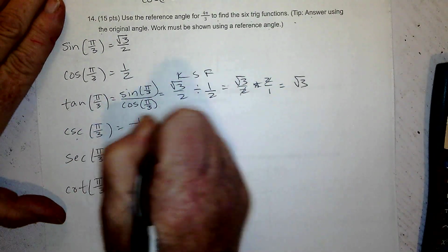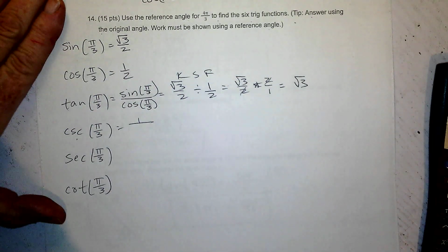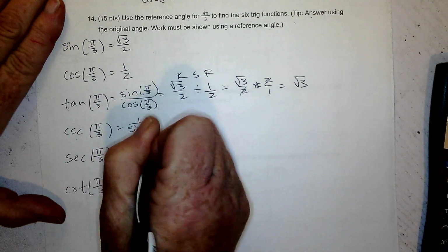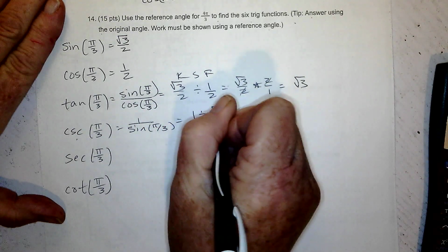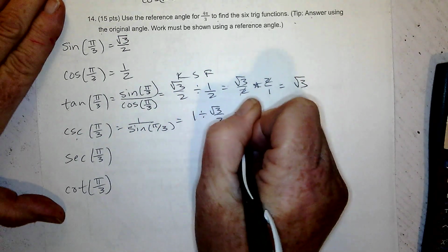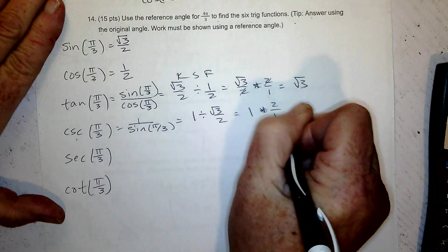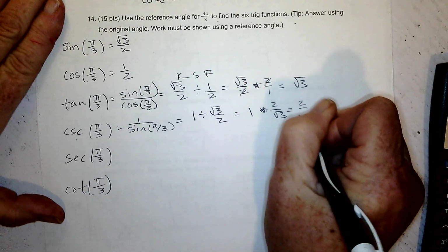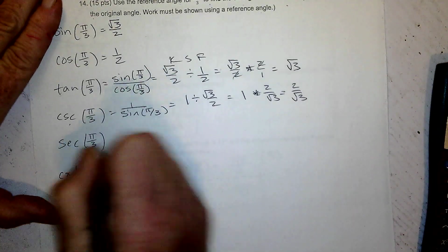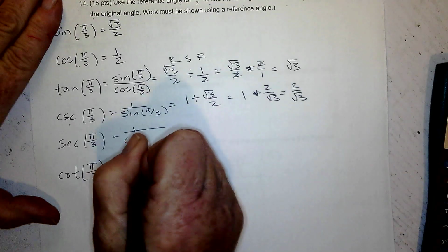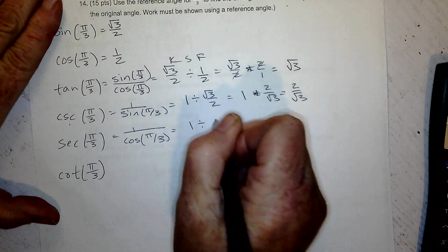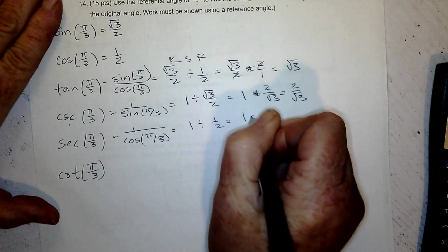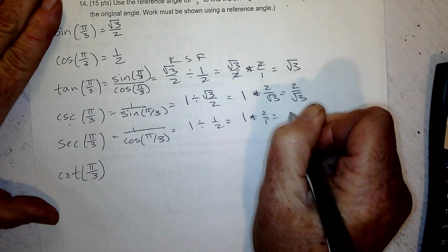Cosecant is 1 over what? 1 over sine. So that's 1 divided by the square root of 3 over 2, which is 1 times 2 over the square root of 3. So that's 2 over the square root of 3. Secant is 1 over cosine of pi over 3. So 1 divided by 1/2 is 1 times 2 over 1, which is 2.